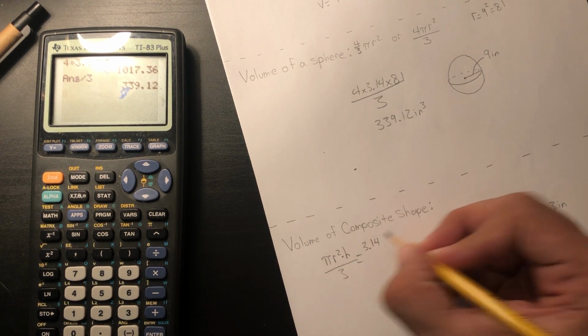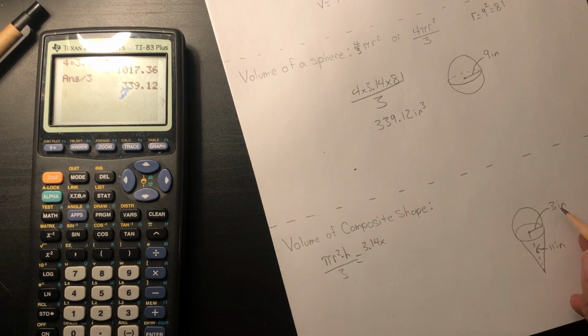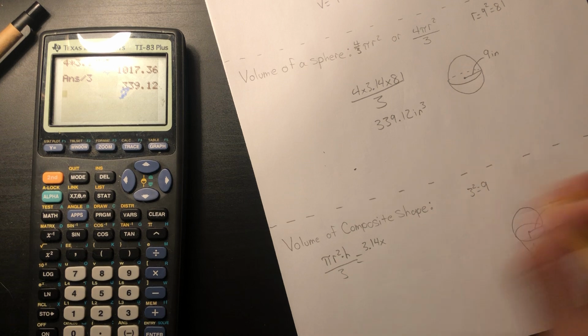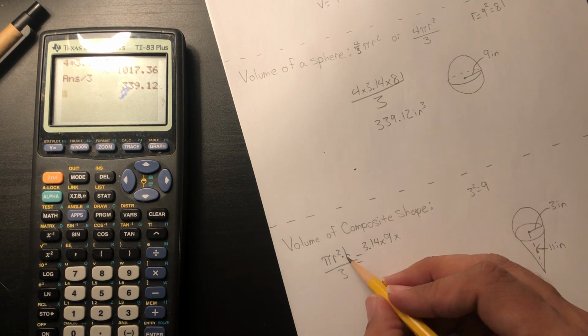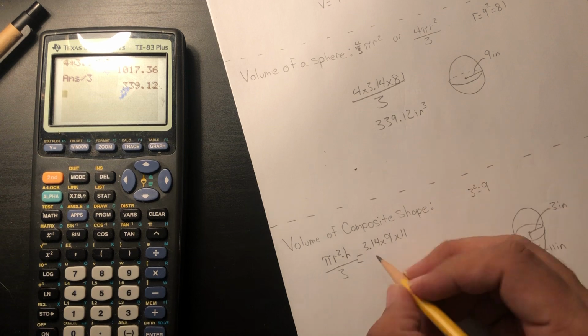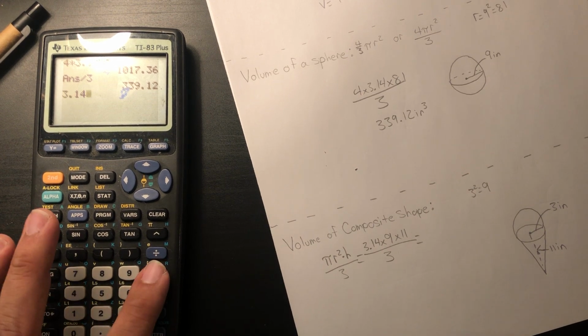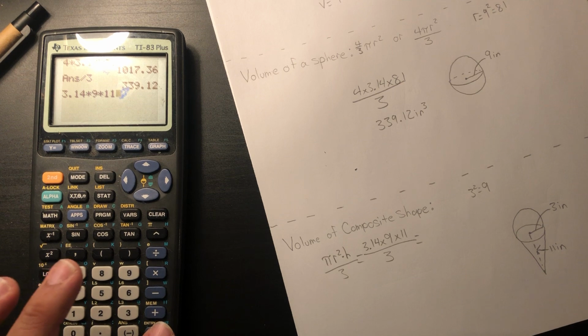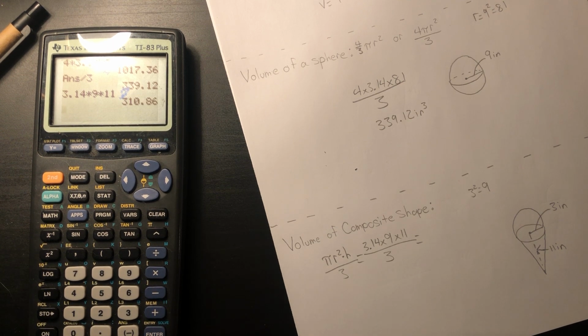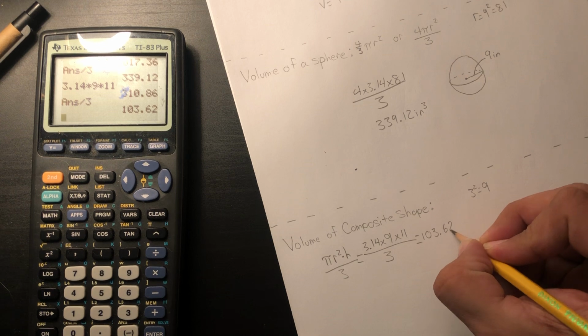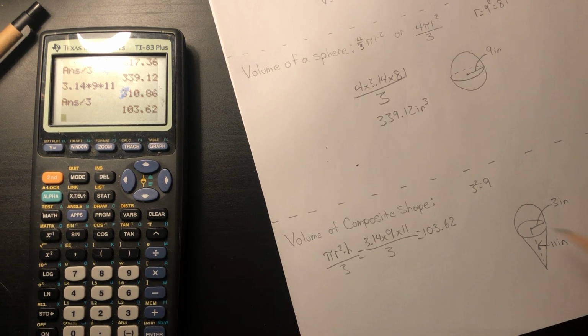3.14 is pi times r squared. So 3 squared is 9. So 9 is going to go there. And then h is 11. And we're going to divide that by 3. Okay, and that's going to be the volume of the cone. So 3.14 times 9 times 11 is 310.86. And then we're going to divide by 3. And we're going to get 103.62. So that's the volume of the cone.